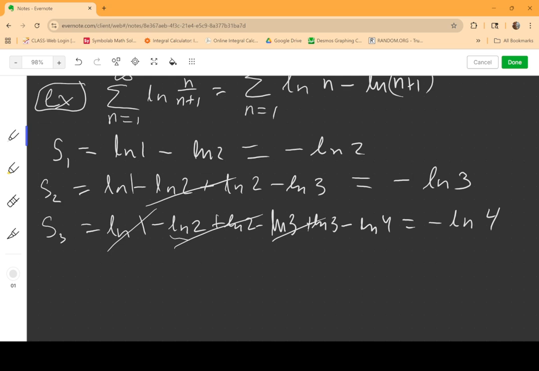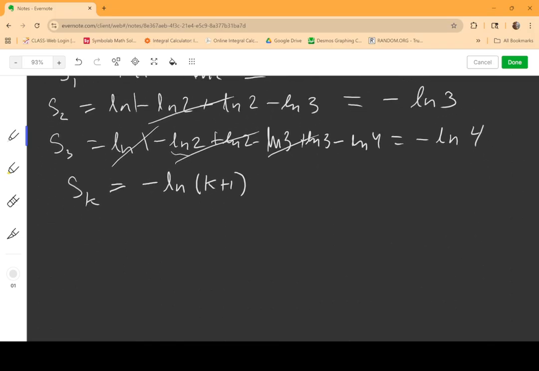All right, now it looks like the kth partial sum is negative ln of k plus 1. So whatever k is, as we saw here, when it's 1, it was ln of 2. When it's 2, ln of 3. When it's 3, ln of 4, etc. Okay, so let's see if I can find the limit of this sequence, the kth partial sum sequence.